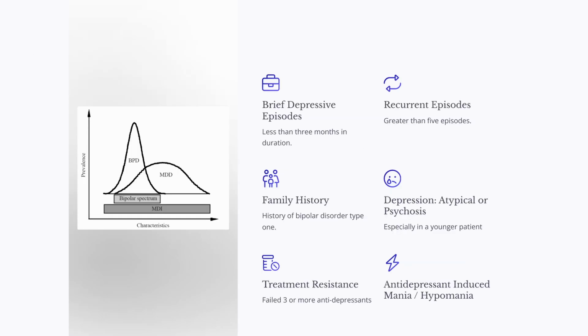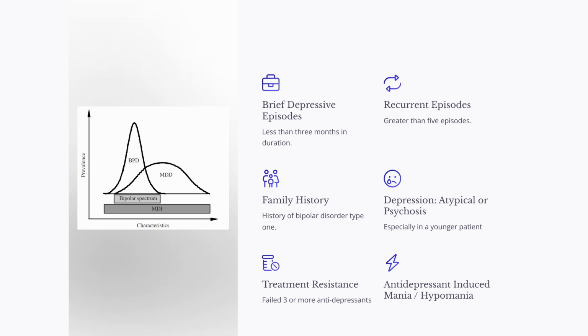And I went over these earlier, but features of bipolarity are when the depressive episodes are brief, they're recurrent, commonly atypical or psychotic depression, especially in younger patients. They're treatment-resistant to antidepressants, and they've experienced antidepressant-induced mania or hypomania. Then there's a family history of bipolar disorder, and also possibly substance abuse and psychotic disorders, and a hyperthymic personality in between episodes. So bipolar NOS is a diagnosis that's really useful for patients on the bipolar spectrum.